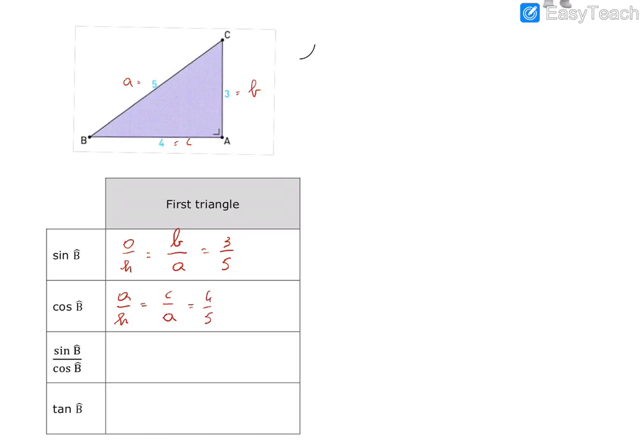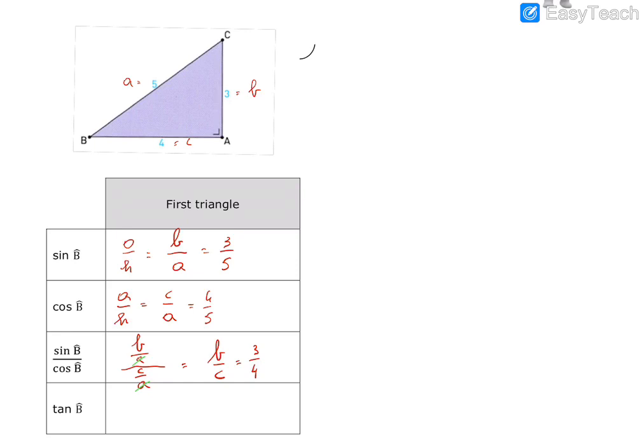4 divided by 5. Now, in the third row, what if we would divide the sine of b by the cosine of b? So we're going to divide b divided by a divided by c divided by a. Now you notice that both numerator and denominator are divided by a, so we can simply leave that out. And we have b divided by c, or in other words, 3 divided by 4.